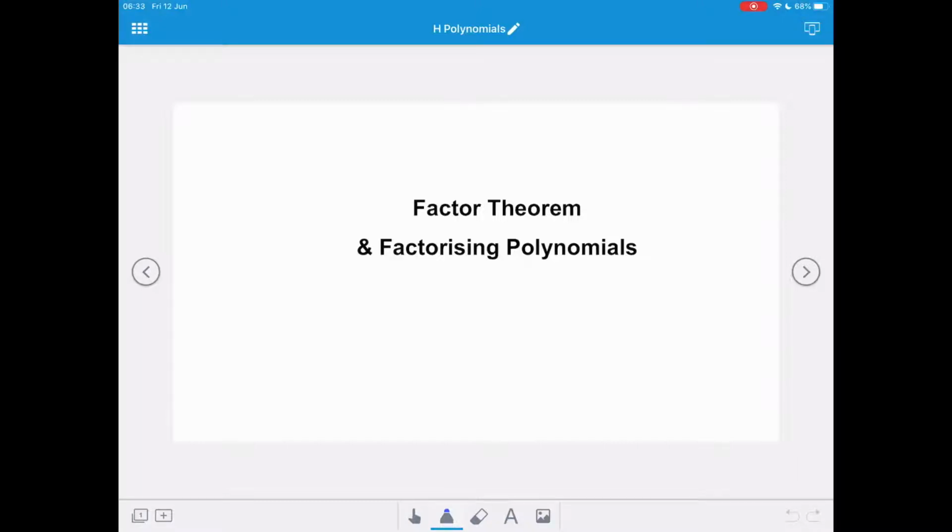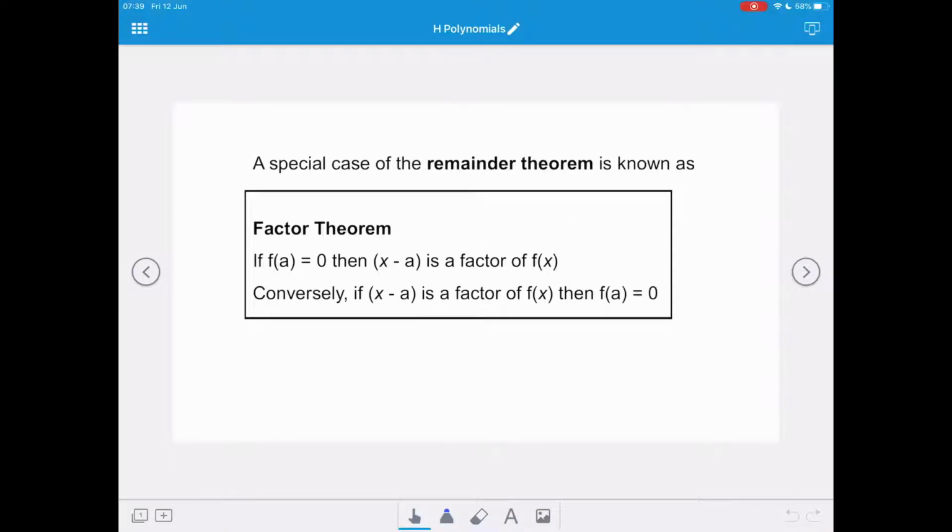So this video is looking at the factor theorem and factorizing polynomials. A special case of the remainder theorem is known as the factor theorem, and it states that if f of a equals 0, then x minus a is a factor of f of x. And conversely, if x minus a is a factor of f of x, then f of a equals 0.